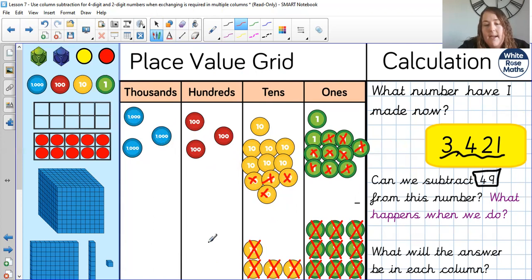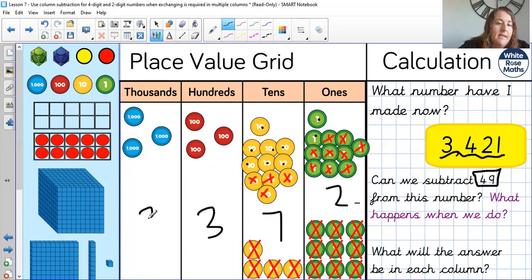Okay, again, nothing in my hundreds left and no thousands either, so I can add up my answer. 2 in the ones column, 7 in my tens, 3 in my hundreds, and 3 in my thousands. So the answer we have is 3,372. And again, just like last time, my thousands number hasn't changed, but my hundreds, tens, and ones certainly have.